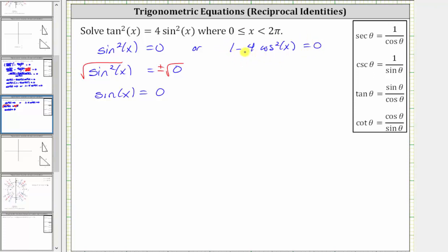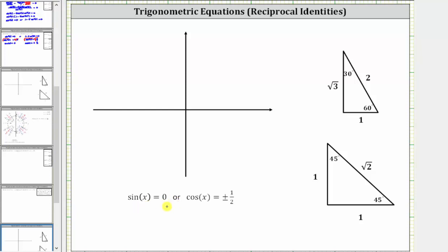And now for the second equation, we first solve for cosine squared x by subtracting 1 on both sides and then dividing by negative 4, which gives us cosine squared x equals positive 1/4. And now we take the square root of both sides of the equation. Simplifying, we have cosine x equals plus or minus the square root of 1/4, which is 1/2. So now we need to find all the angles that have a sine function value of 0 and a cosine function value of plus or minus 1/2 over the given interval. Let's first do this using reference triangles, and then we'll verify on the unit circle.